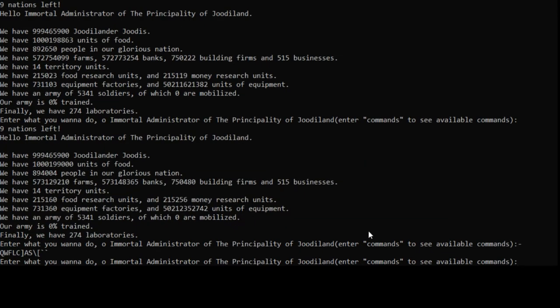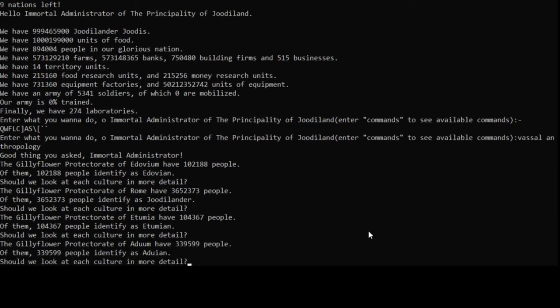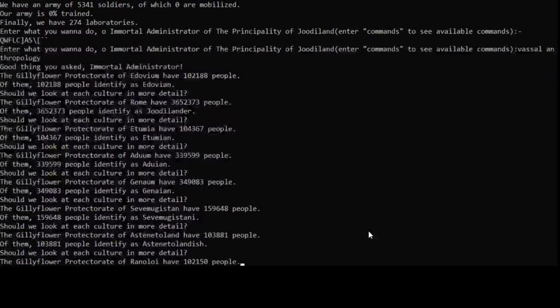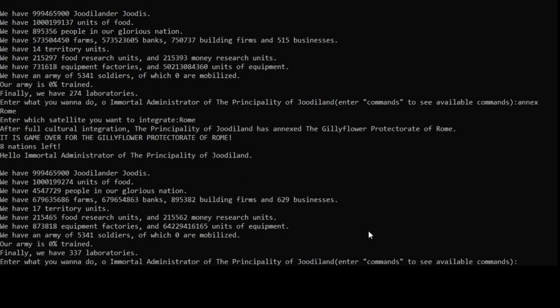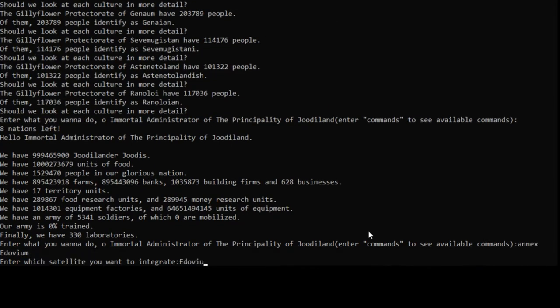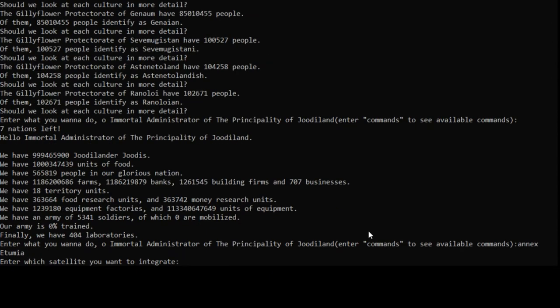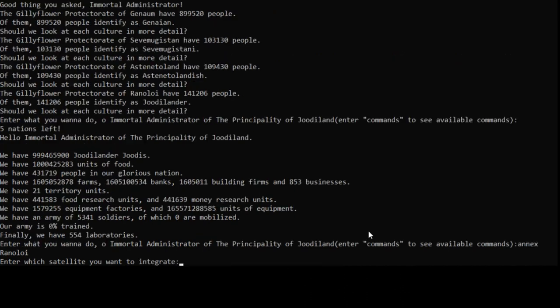After a long lag, we finally managed to return. So. We can annex Rome now. So let us do that. One less nation. Let's keep going. Okay, we can annex Edovium now. We can annex Etumia. Adum is now in our grasp. There are only four more countries left for us to conquer.